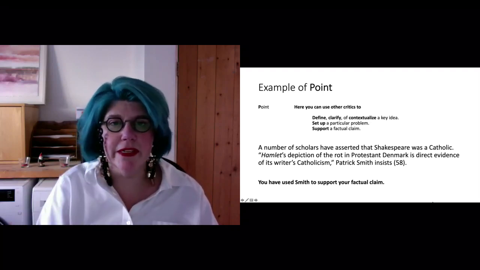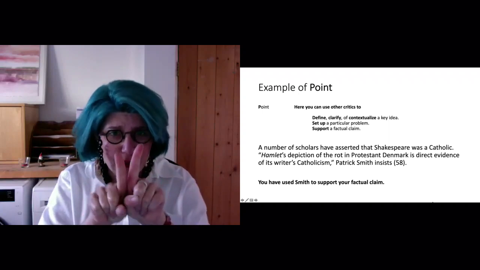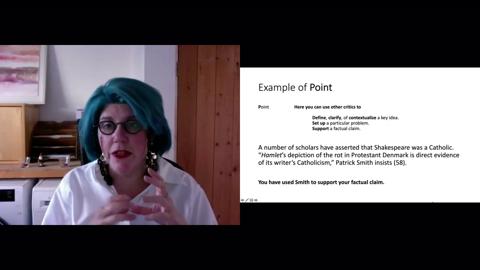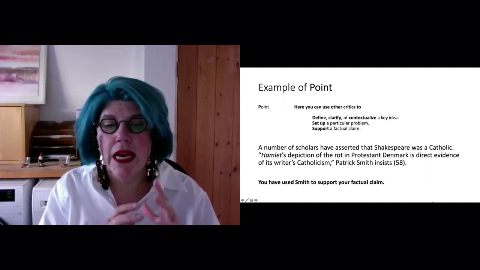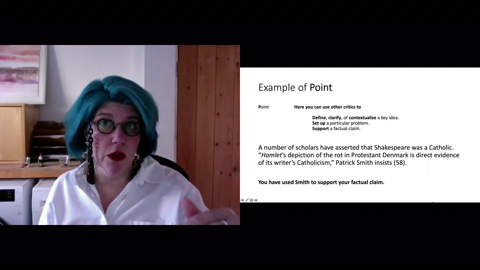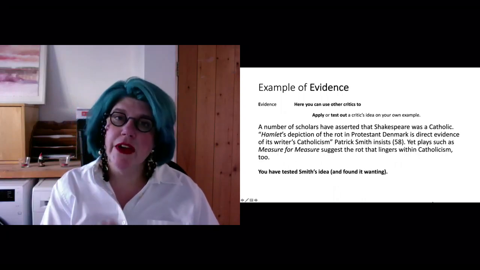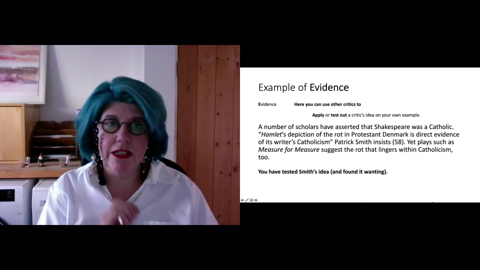Right, you have made a statement. That was a combination of statement and assertion. You have made a statement, comma, an assertion, and now you have used Smith to support your factual claim. He is your proof. Example of using it for evidence.